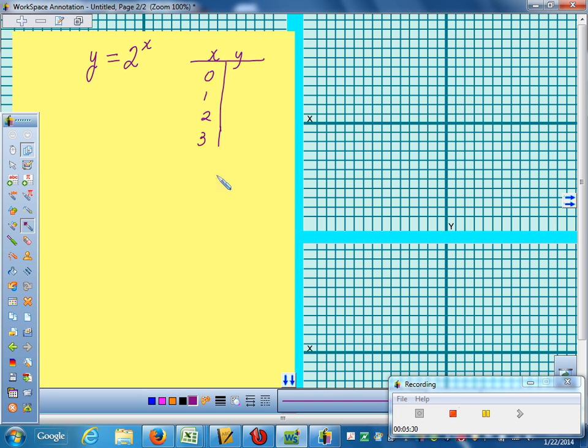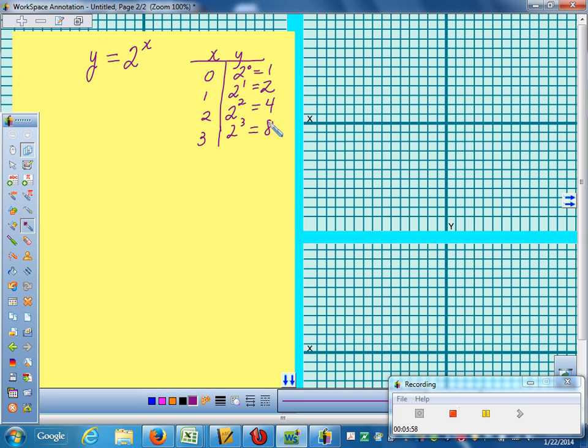But this time you have to realize when you sub a number in for x, if I'm putting 0 in for x, where is that 0 going? It's the exponent. So you have 2 to the 0 power, which would be 1, yes. And 2 to the first power is 2. So then we'd have 2 to the second power, and 2 to the third power. Okay, so what's happening to those y coordinates?